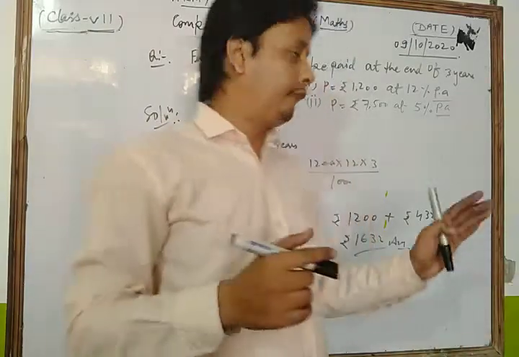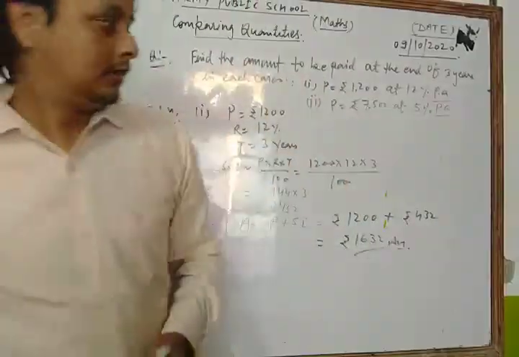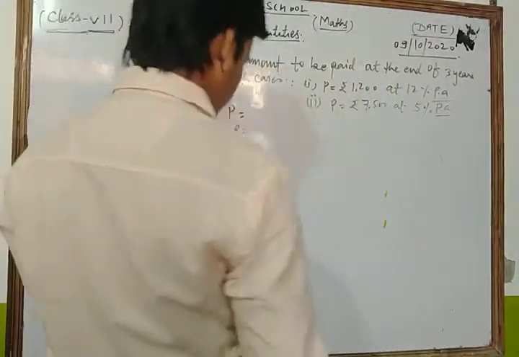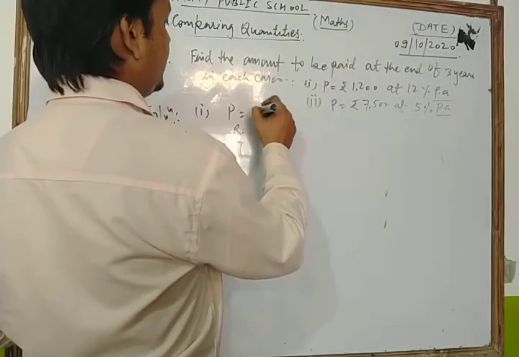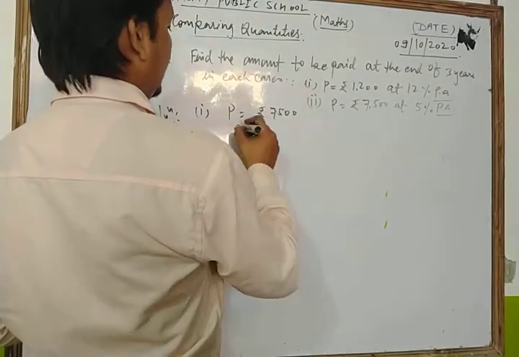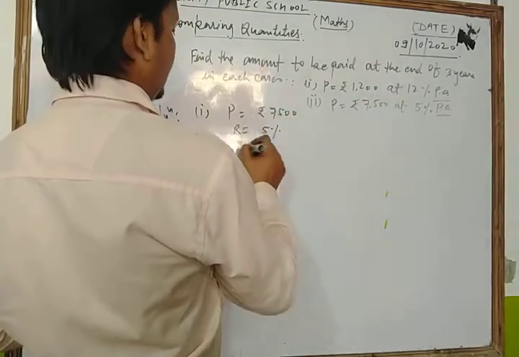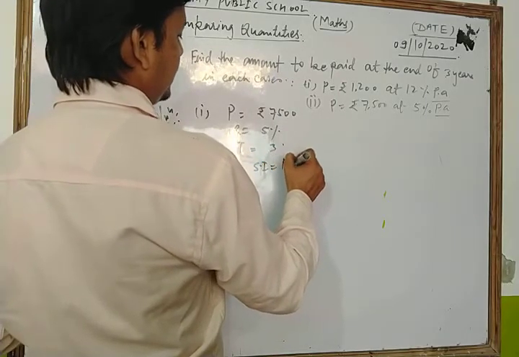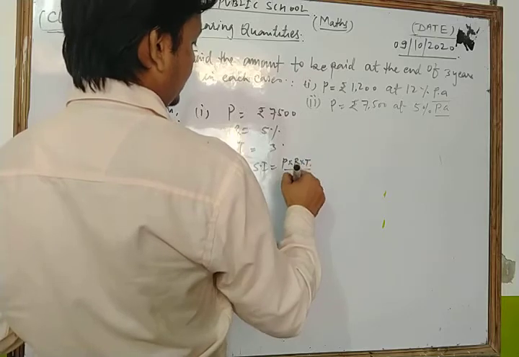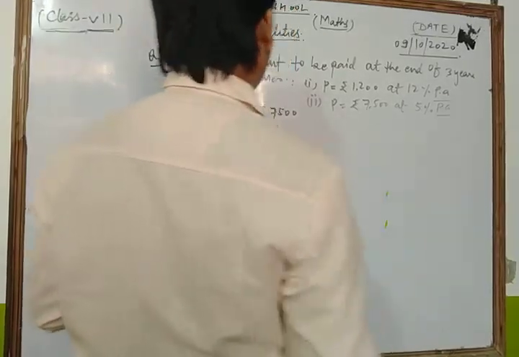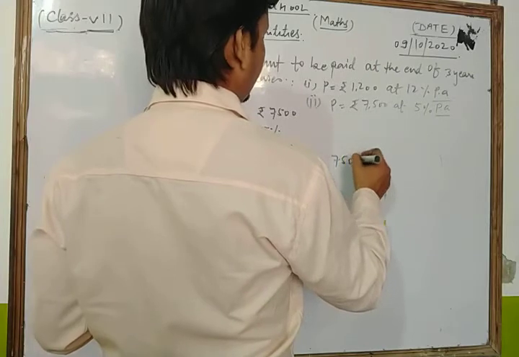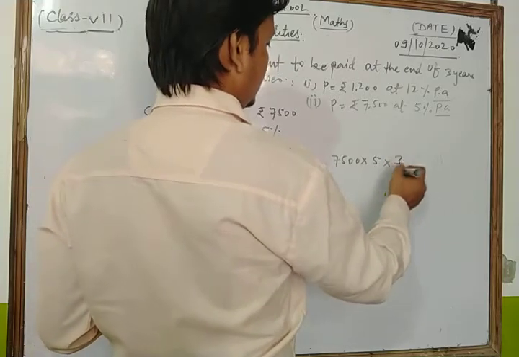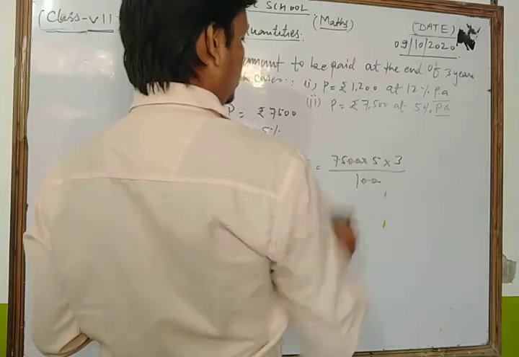Similarly, we can solve the second part of this question. Let's see. Dear students, in the second part, we have principal rupees 7,500. The rate is given as 5%, and the time is given as 3 years. Then, since simple interest is P into R into T upon 100, the principal is 7,500 into R, which is 5, into T, which is 3, upon 100. The zeros cancel together.